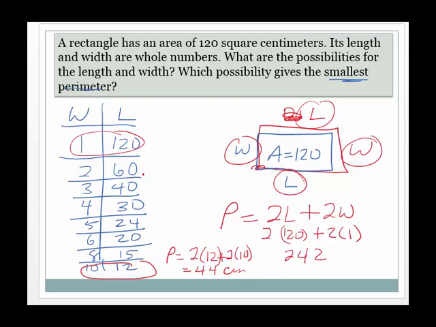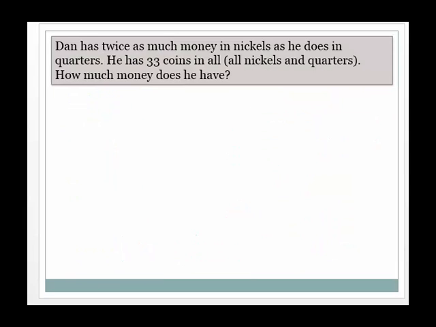And you'll find out if you try all of them out that 44 centimeters is the smallest perimeter you can get with those dimensions of an area of 120. So that's an example of using a systematic list and then guessing and checking from there. Okay. Here's another one that's pretty good for guessing and checking.